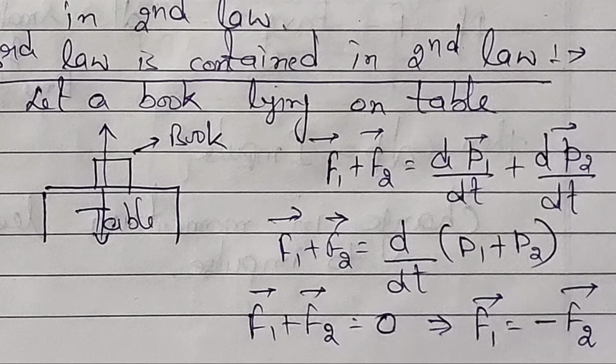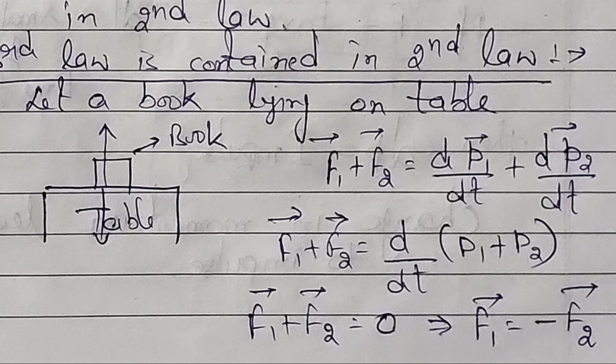And of course, from the second law, F1 is dp1 by dt, the rate of change of momentum, where p is the momentum, and F2 is also dp2 by dt. So F1 plus F2 is dp1 by dt plus dp2 by dt. Well, if they are not moving, the momentum is 0. And if momentum is 0, it means p1 plus p2 is 0. So d by dt of p1 plus p2 is 0.